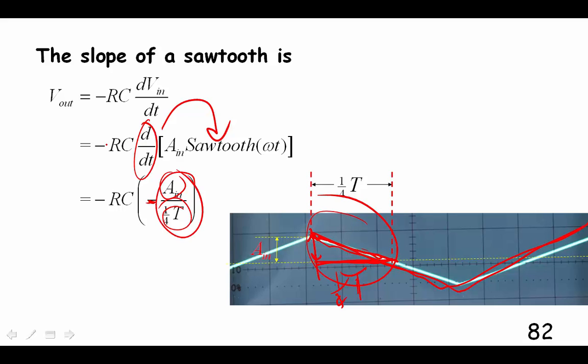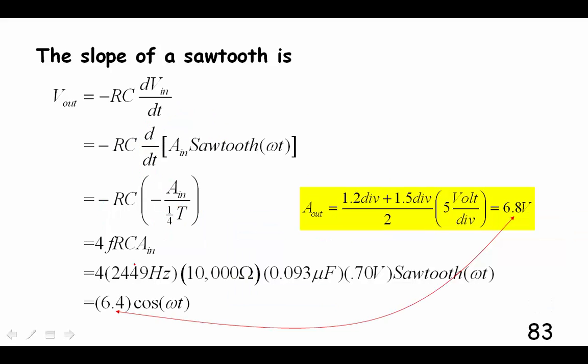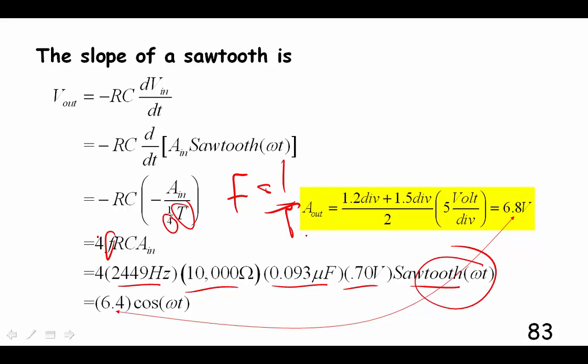I did that in a sneaky way that made it very easy. These two negative signs cancel, and the 4 comes up on top. Frequency is 1 over period, so I put the frequency in there because that's what we're measuring. Plug in all the numbers we had for that particular run. Remember we had 6.8 volts on the output. Our theoretical equation tells us it should be 6.4. So we're just a little bit off on that one, but it's still very close.